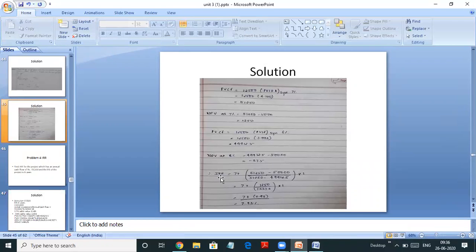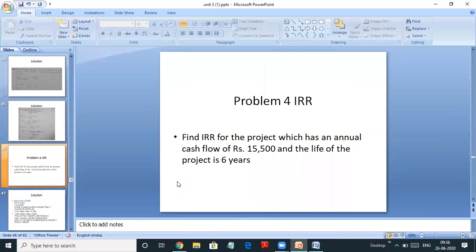Now we can put the values in the formula of IRR. IRR is equal to lower rate, which is 7%, plus present value of cash flow at lower rate, which you got here, 51,250, minus initial investment, which is given in the problem, 50,000, divided by present value of cash flow at lower rate 51,250 minus present value of cash flow at higher rate 49,912.5, into difference of rate. So 8 minus 7, 1% is the difference, so into 1. When you solve it, you get the answer as 7.93%. I told you IRR is in between 7 and 8%, so it is 7.93%. Let's go ahead with the second problem.